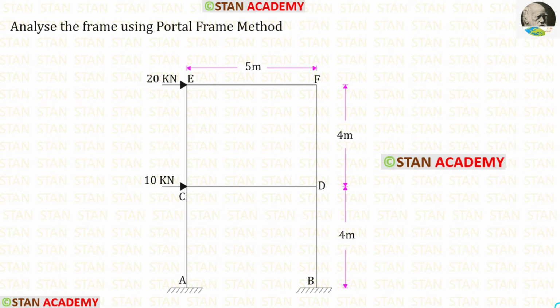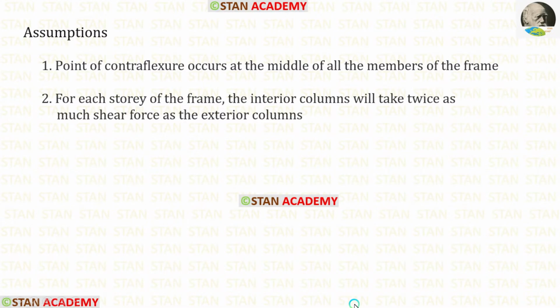Hello everyone. Today we are going to analyze this frame using the portal frame method. This is a single bay and a two-story frame. In this frame we have two lateral point loads, 20 kN at point E and 10 kN at point C. Let us see the assumptions in the portal frame method.